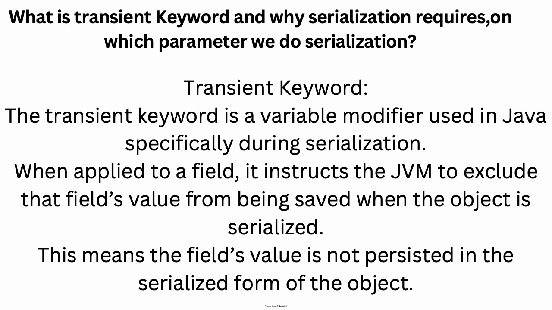What is the transient keyword and why is serialization required? On which parameter do we do serialization? So basically, the transient keyword is a variable modifier used in Java, specifically during serialization. Whenever we apply this to a field, it instructs the JVM to exclude that field value from being saved when the object is serialized. This means the field value is not persisted in the serialized form of the object.